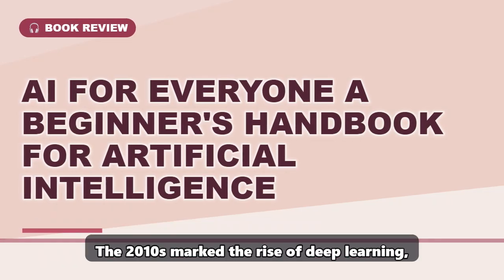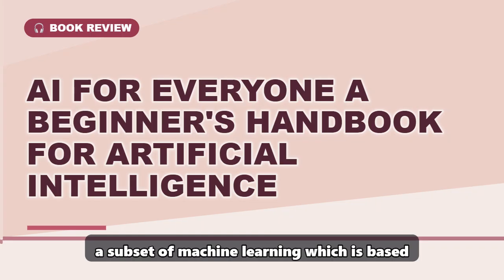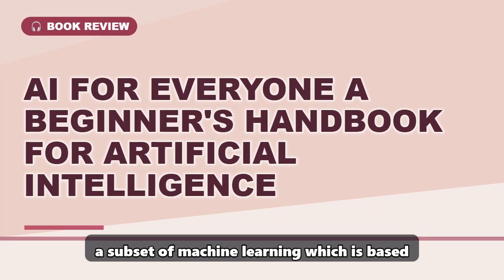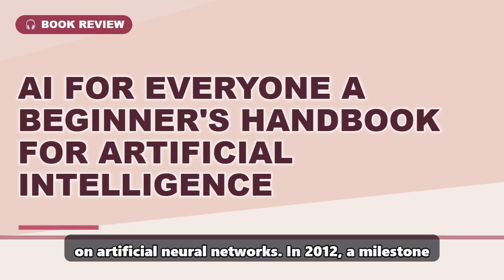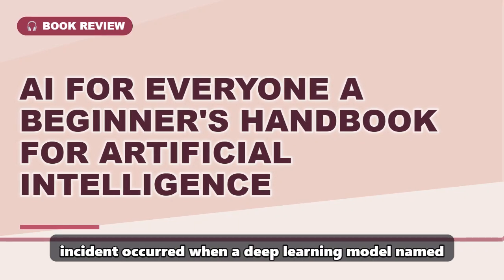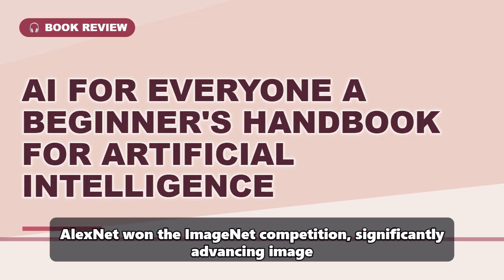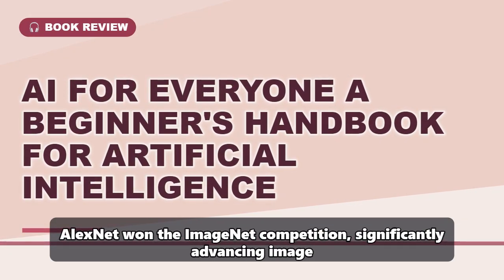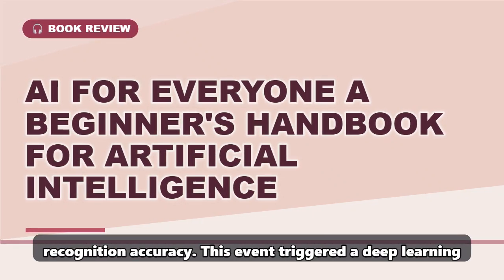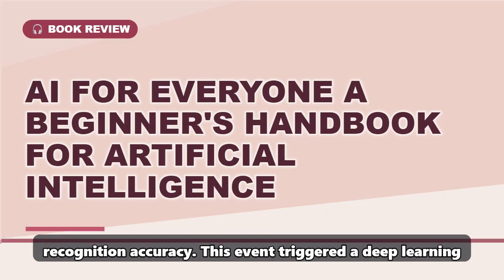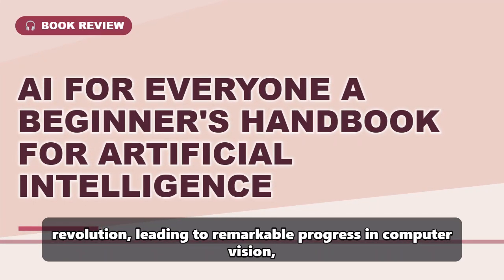The 2010s marked the rise of deep learning, a subset of machine learning which is based on artificial neural networks. In 2012, a milestone incident occurred when a deep learning model named AlexNet won the ImageNet competition, significantly advancing image recognition accuracy. This event triggered a deep learning revolution, leading to remarkable progress in computer vision, speech recognition, and natural language processing.